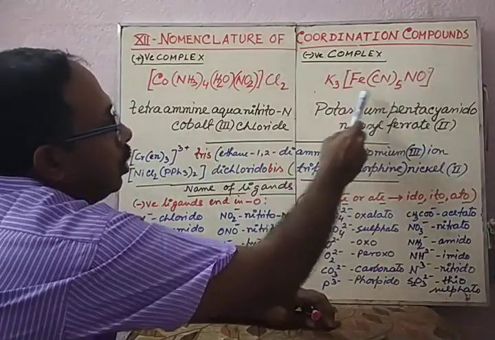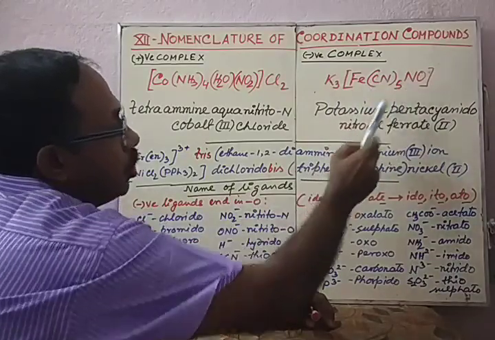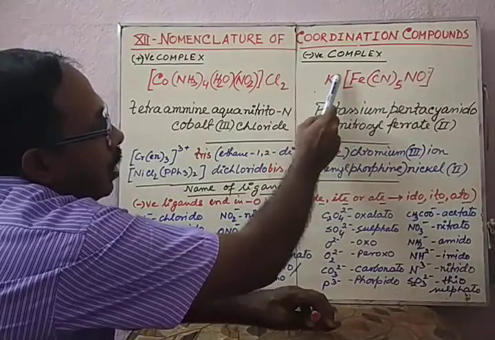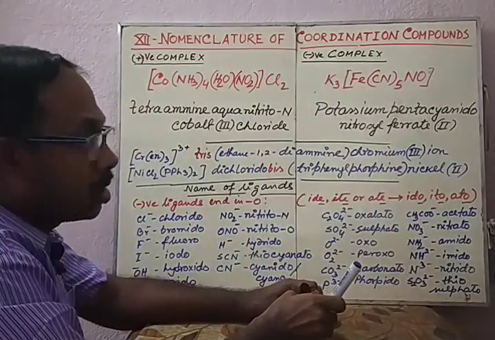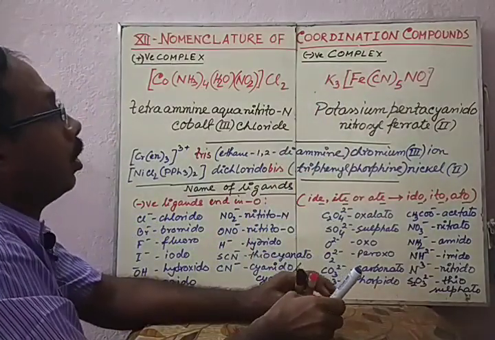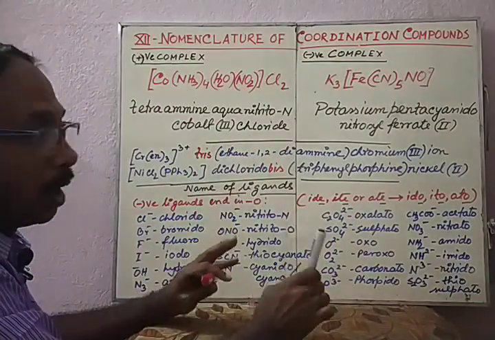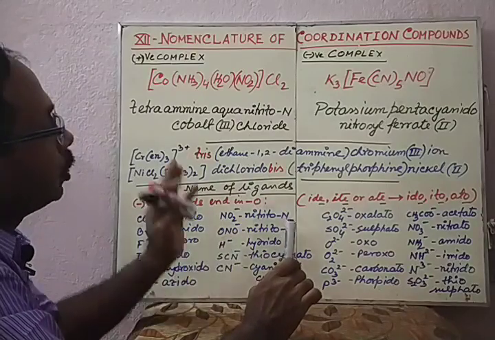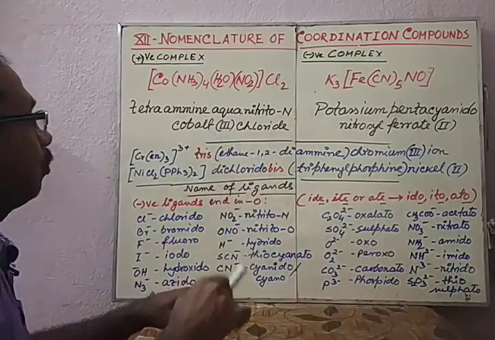Here you can follow that in this complex there are 5 negative ions, NO is neutral. Since potassium is plus 1 and the total is 3 plus, this iron is plus 2. In this way, you can follow how the positive complex and negative complex are written. So this will be followed.